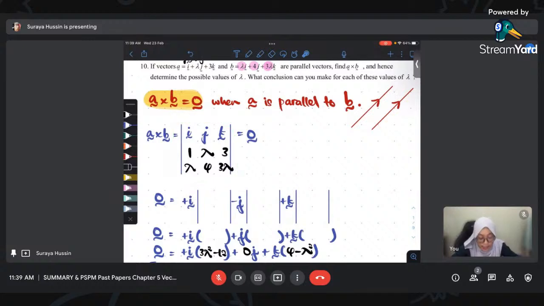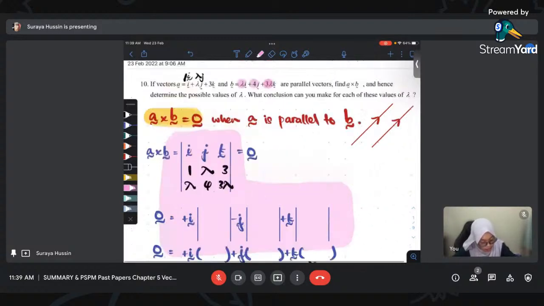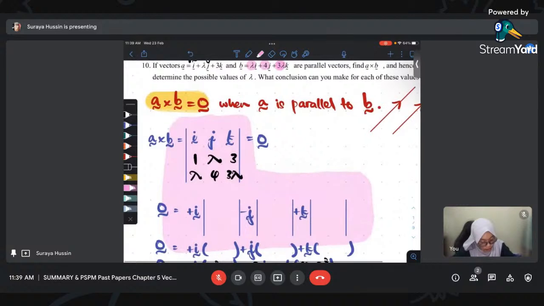We have to do that. So in order to solve A cross B, so this is the, how do I say this? This is the working lah. This is the working.